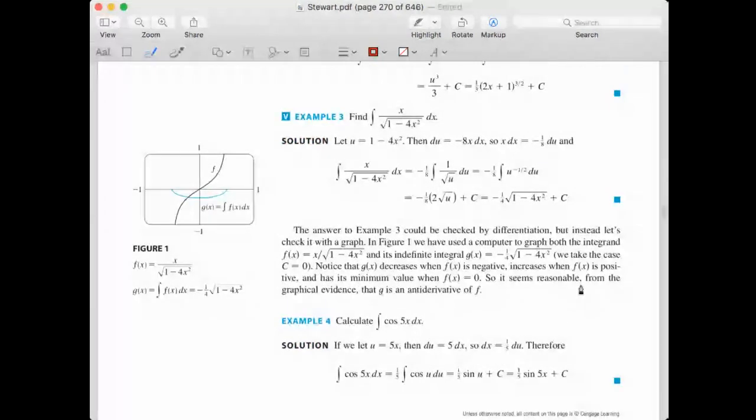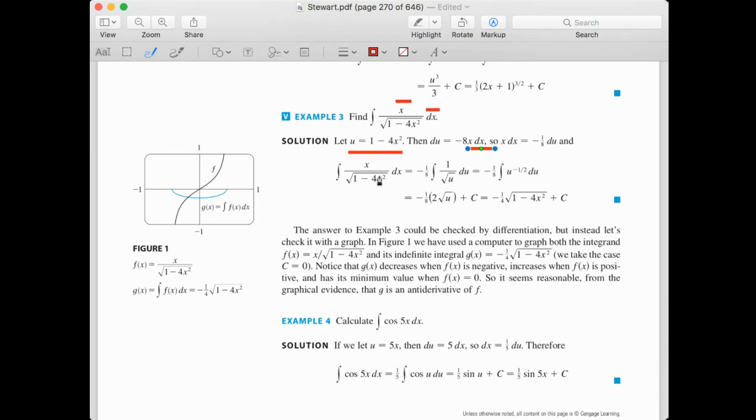Let's see example 3. Example 3, we have x divided by square root of 1 minus 4x squared. So let u substitute 1 minus 4x squared. Then let's figure out du. du equals negative 8x dx. Well, now we check the integral. The integral we have x dx, right? So let's divide it by negative 8 on both sides. So x dx equals negative 1/8 du.